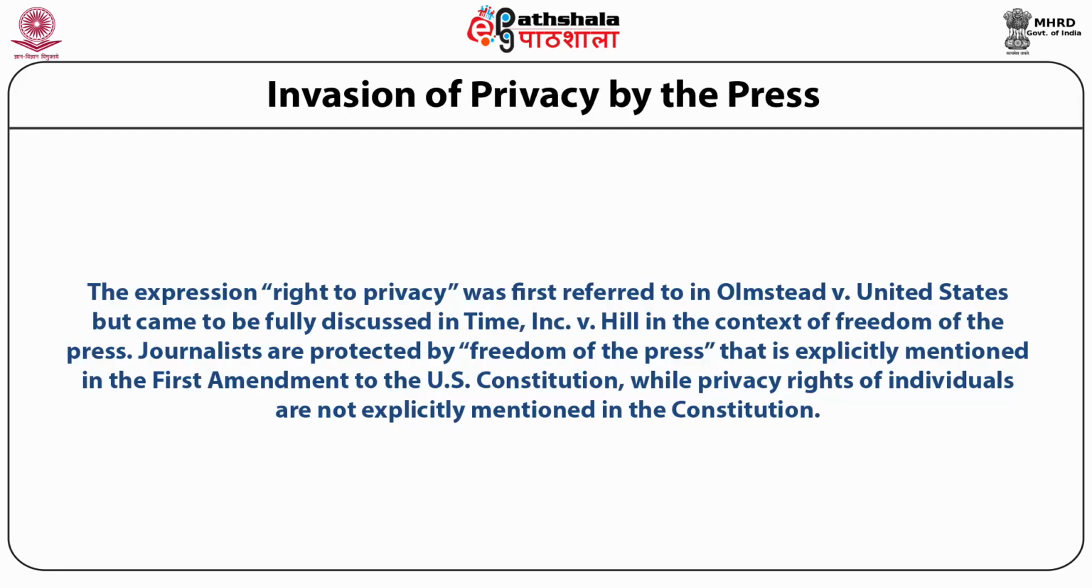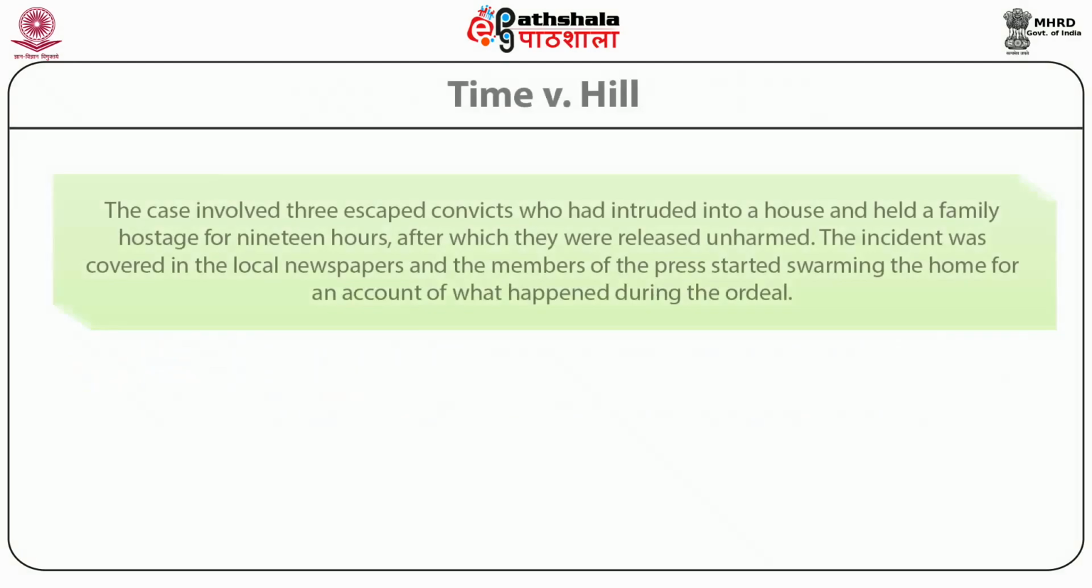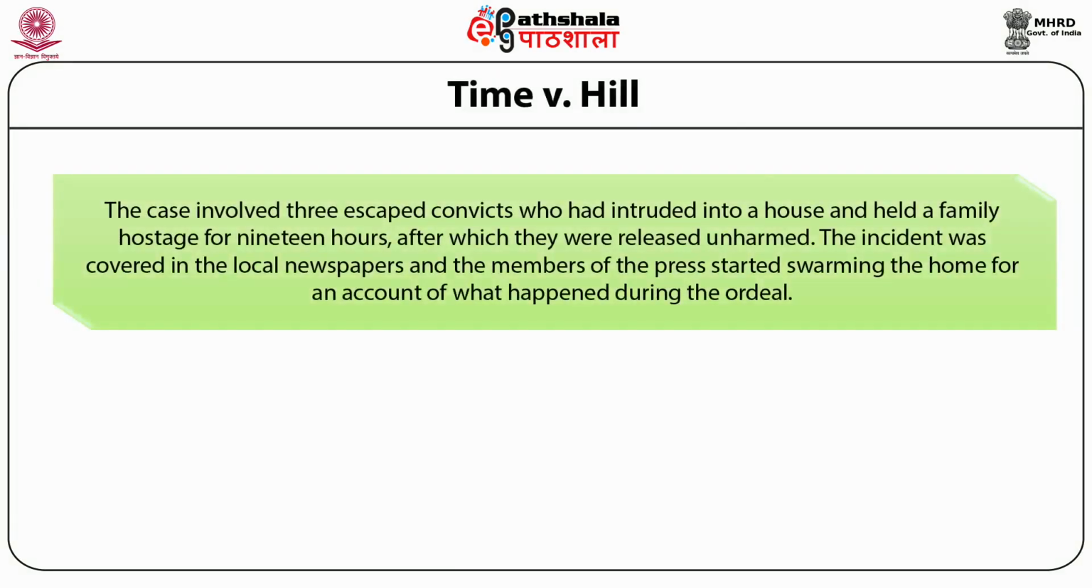So the freedom of the press is explicitly mentioned in the First Amendment of the US Constitution, while privacy rights of individuals, as we know, are not explicitly mentioned. So what happened in Time v. Hill? The case involved 3 escaped convicts. They had intruded into a house and held a family hostage for 19 hours. The whole ordeal sort of captured the imagination of the American nation.